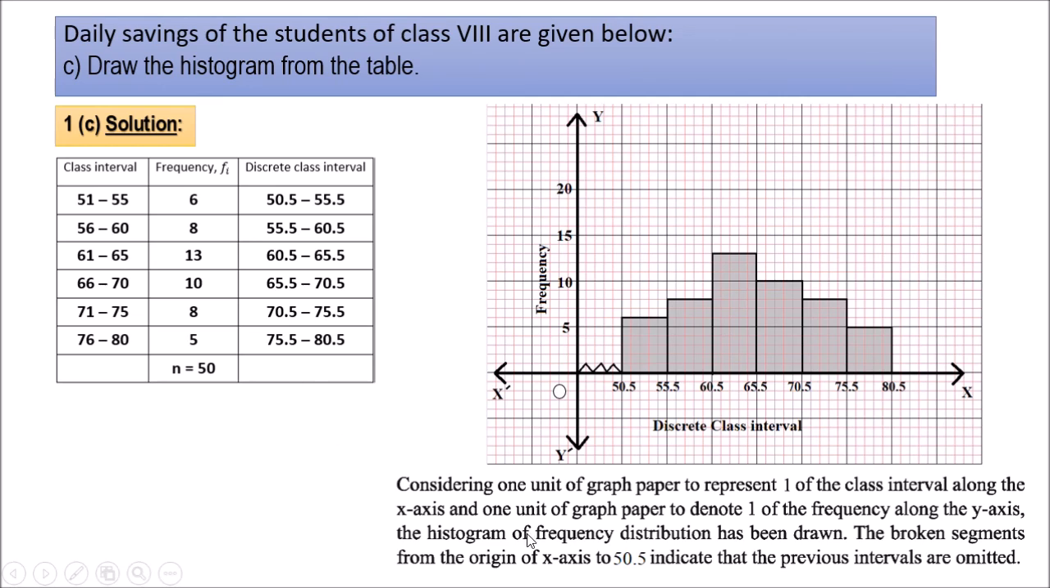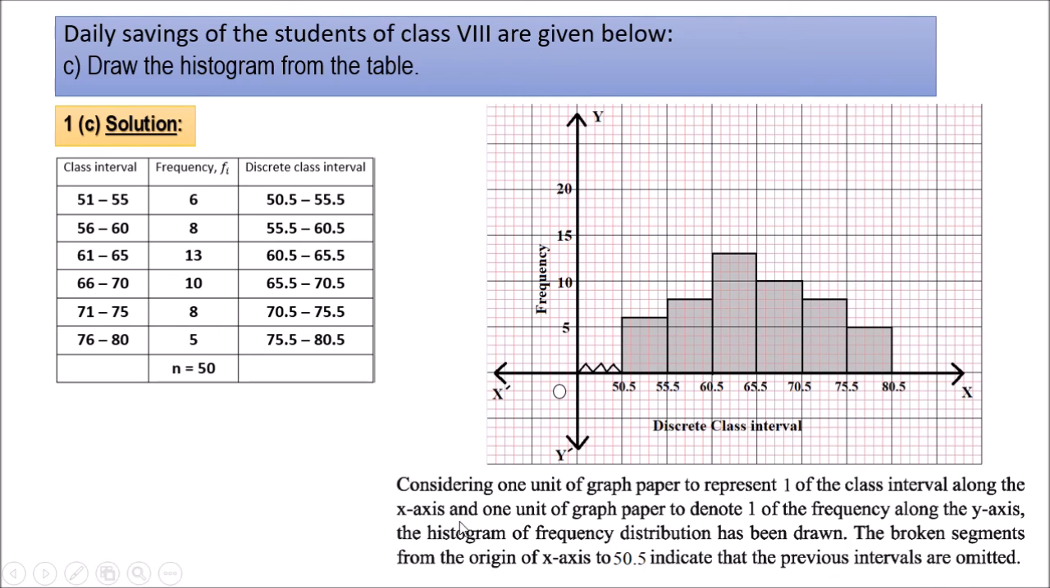Similarly, 1 unit of the graph paper denotes one frequency along the y-axis. So here 0, 1, 2, 3, 4, 5. One small square represents one frequency. So what we did, this way the histogram of the frequency distribution table has been drawn. The broken line segment from the origin of the x-axis to 50.5 just indicates that the previous intervals are omitted.